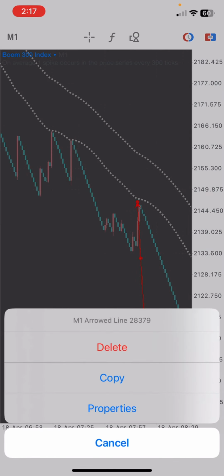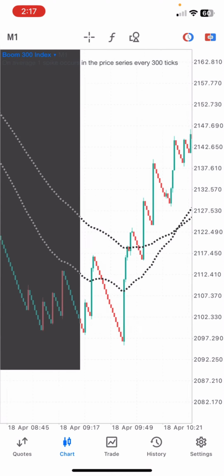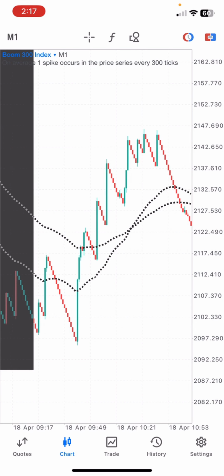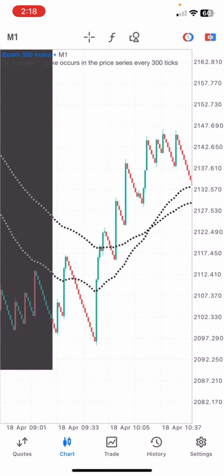And as you see a spike moving above the moving average, then we expect that the trend has already finished, so we are waiting for another opportunity. This is Boom rate. So let's move to crash indices.